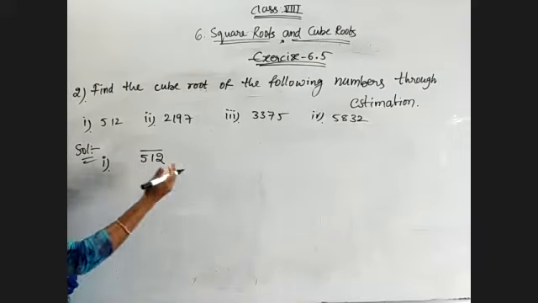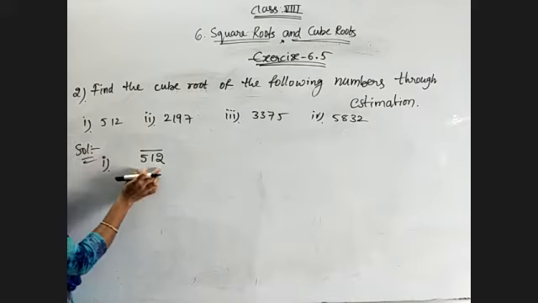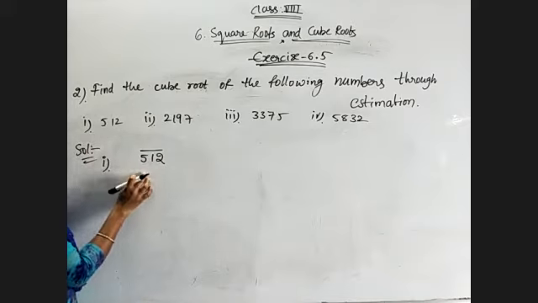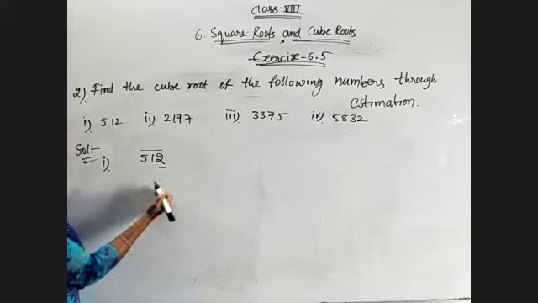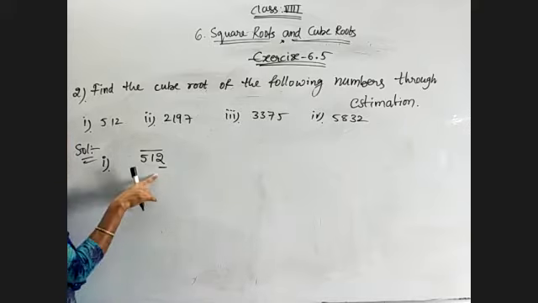From the right side only we have to do it. In the given number, only 3 digits we have, so only one group is there. And just observe your last digit, the units place. In the units place, 2 is there.